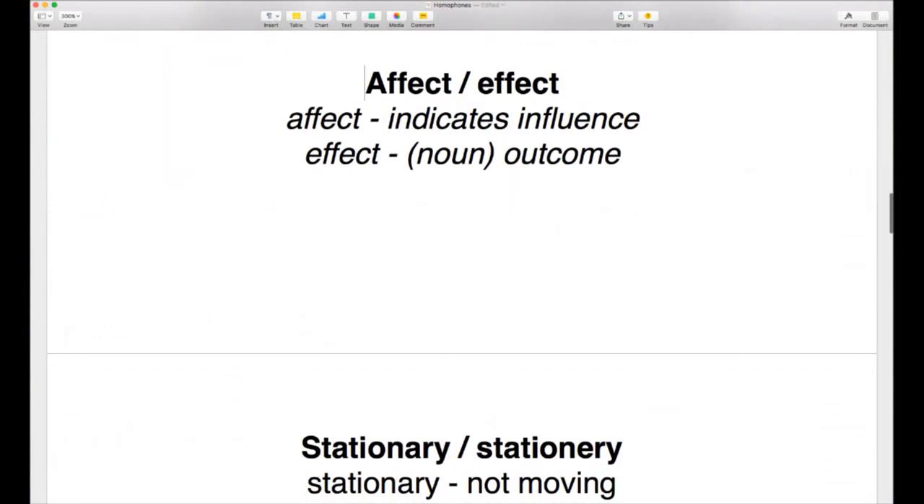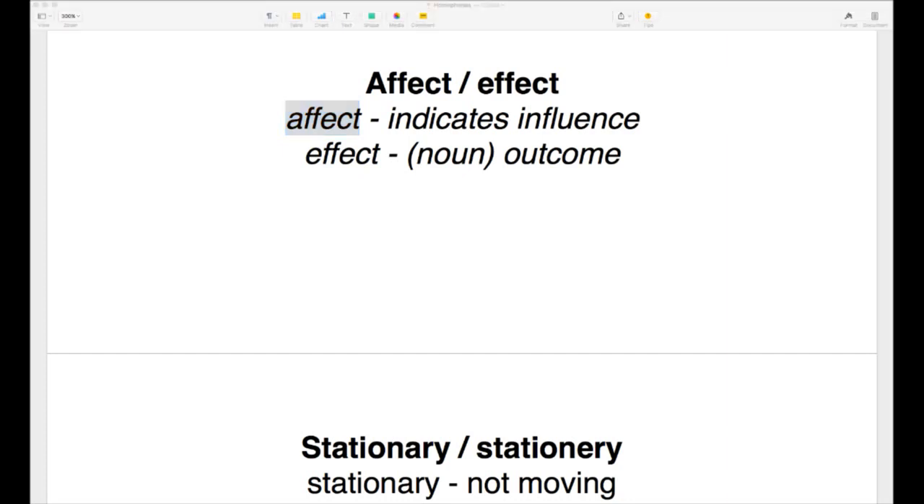All right, so the next one is a homophone that even I struggle with. This is a very difficult one, I think, in general. And this is the one: affect and effect. Now, the basic versions of these are quite simple to remember. Affect, basically, is a verb.